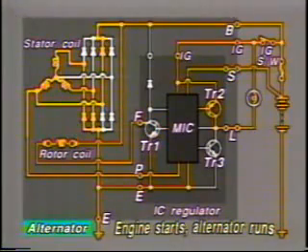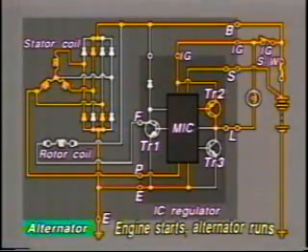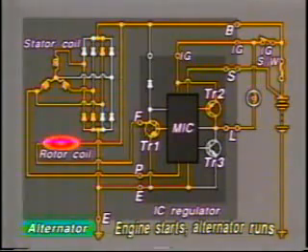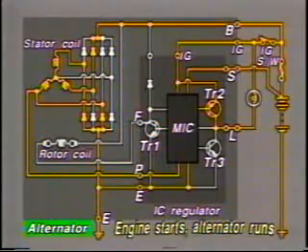Consequently, the current to the rotor coil is cut off, and the voltage at terminal S falls below the standard value. In other words, the voltage of the generated current drops. On sensing this, the MIC turns transistor TR1 on again, allowing currents to pass through the rotor coil. In this way, the generated voltage is kept at a uniform level by the intermittent sending of current to the rotor coil by transistor TR1.